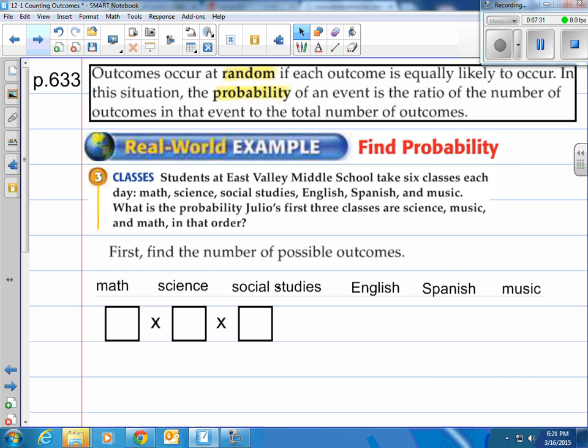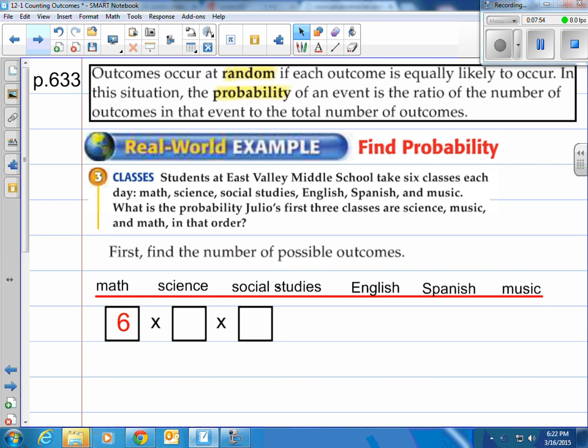So when we go to fill in what he's going to have for that first class, and that's that first box, to do the math to find the outcomes, we have to figure out how many choices he has. How many choices does Julio have for that first class? So randomly selecting, how many choices does the computer have, or does he have when he's picking through this? Well, he's got 6. Take a look at them all. There's 6 classes right there.